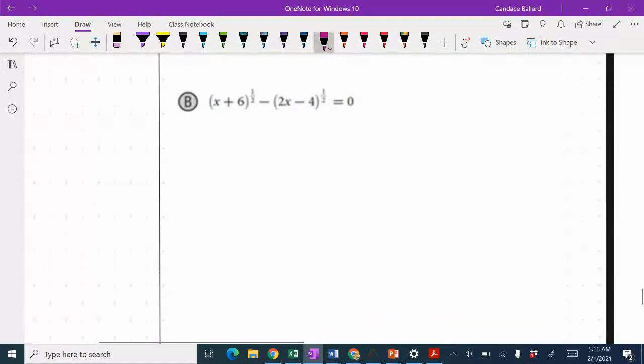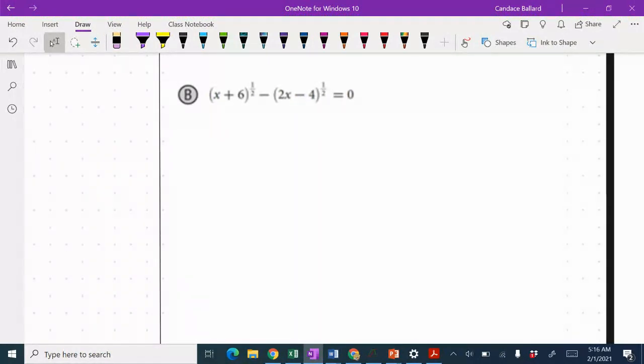All right, let's take a look at B here. So it doesn't really matter how you do this. If you wanted to rewrite these as radicals, you could. We could also just raise it to the second power. Not yet, actually. I'm not going to raise it to the second power yet. I got to move it over to the other side. So the first thing I'm going to do is I'm going to get 1 on each side of the equation. So I've got x plus 6 to the 1/2 power equals 2x minus 4 to the 1/2 power. I added it over because it was a subtract right there.